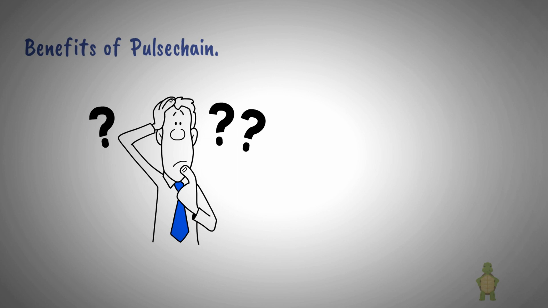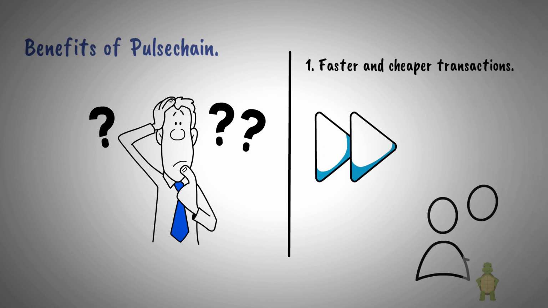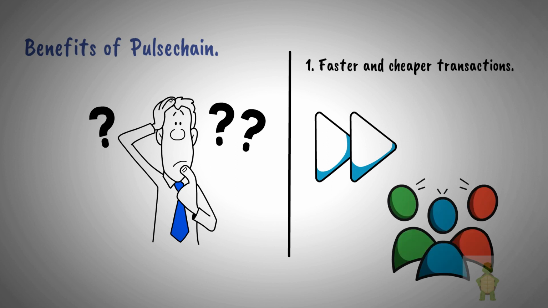There are several advantages that PulseChain offers compared to other blockchain networks. Faster and cheaper transactions. As we mentioned earlier, PulseChain aims to offer faster and more efficient transactions than other blockchain networks. This means that users can transfer assets and tokens more quickly and at a lower cost, which will make it easier and more affordable to use blockchain technology.